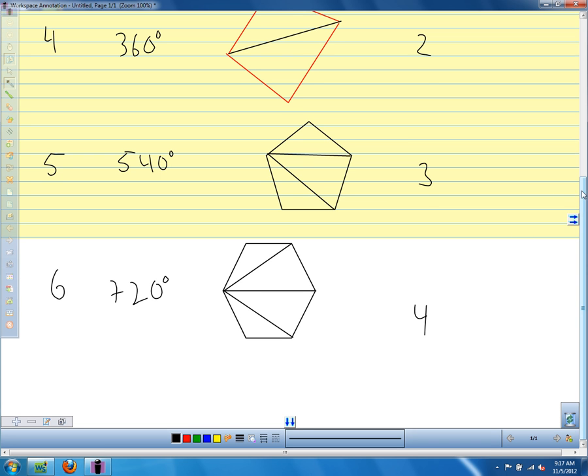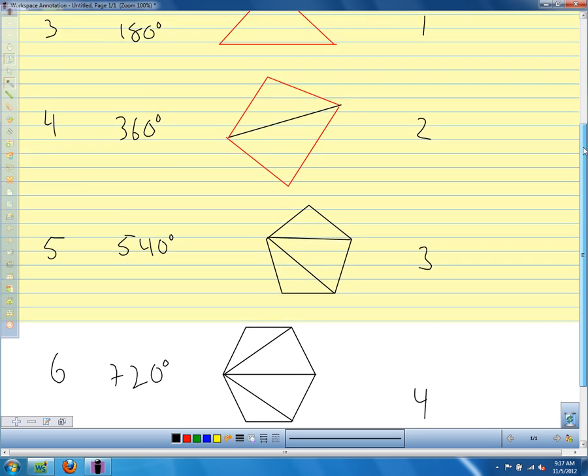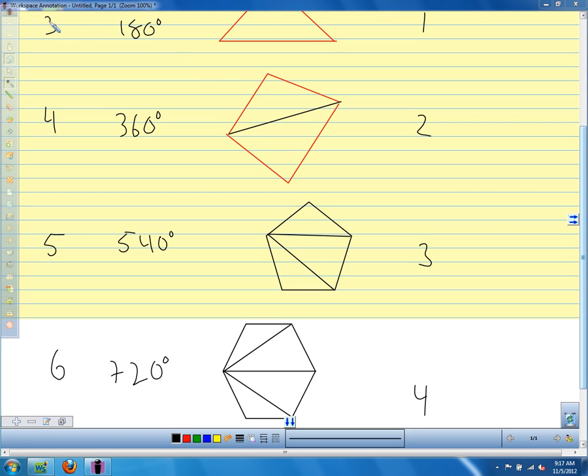Now, do you see a pattern between the number of sides and the number of triangles? What's our pattern here? When I have 3 sides, I have 1 triangle. When I have 4 sides, I can divide it into 2 triangles. 5 sides, 3 triangles. 6 sides, 4 triangles. How are they different? Each of these is different by how much? 2. Each one is different by 2.